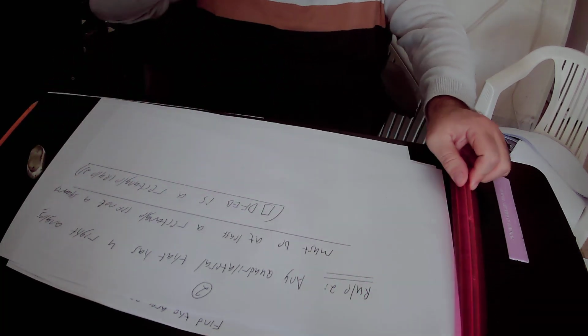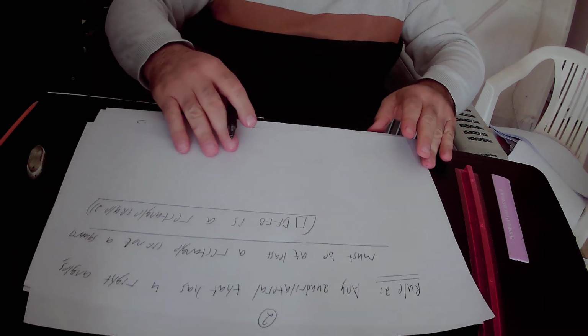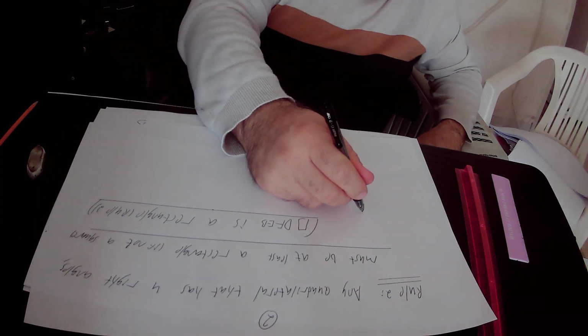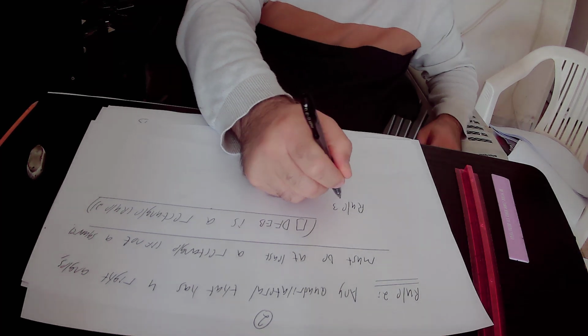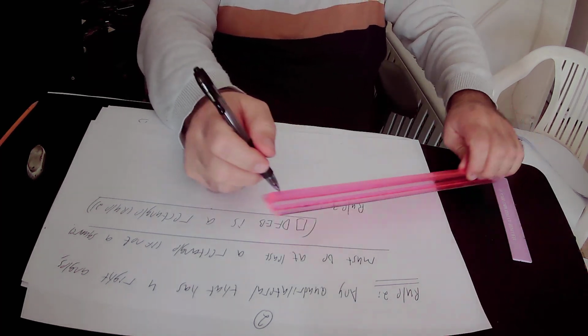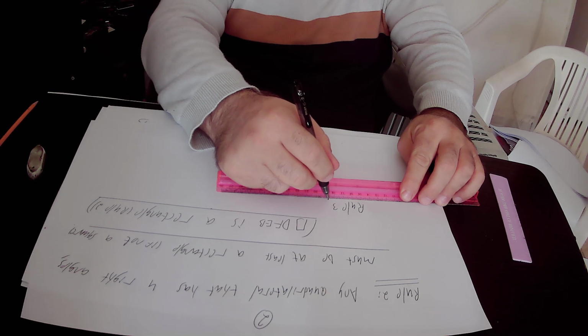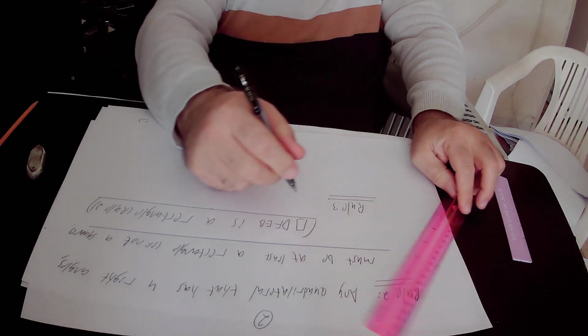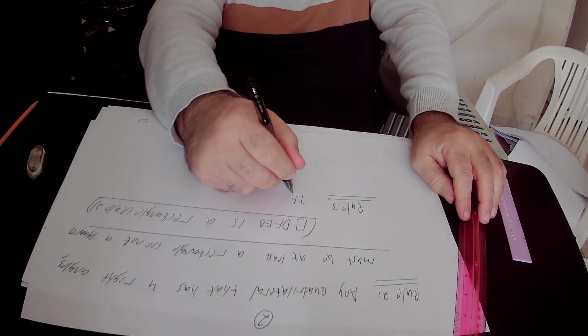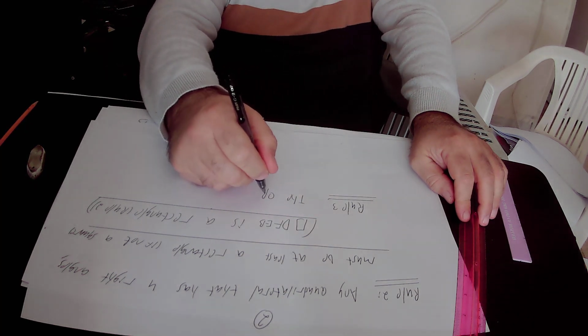And we also have rule number 3. According to rule number 3, the opposite sides of a rectangle are equal to each other.